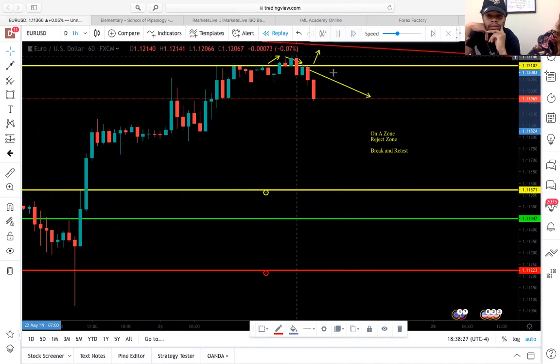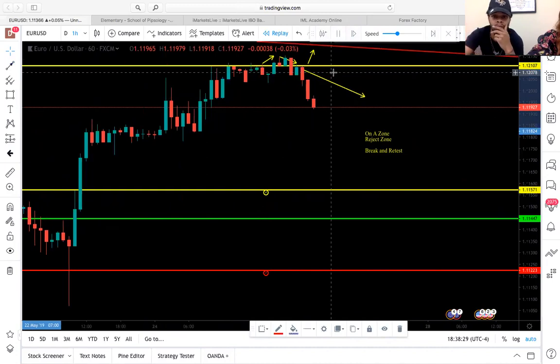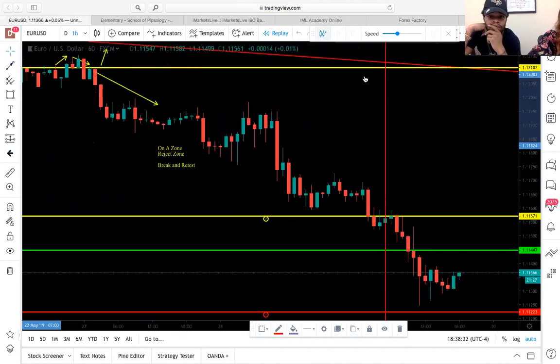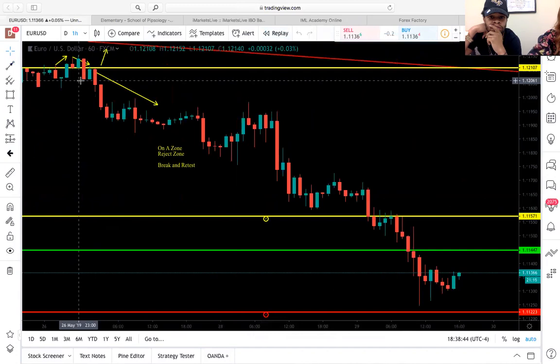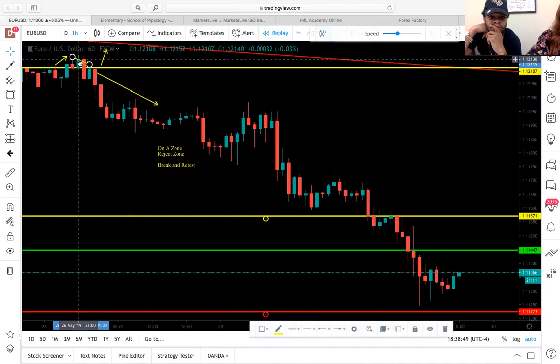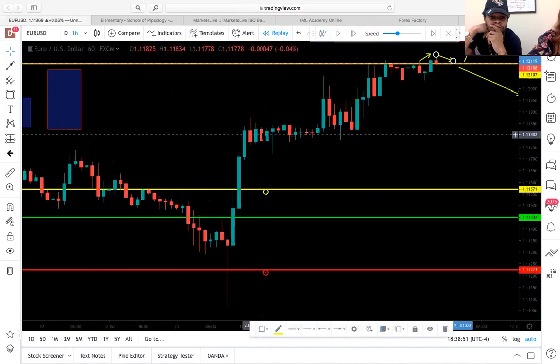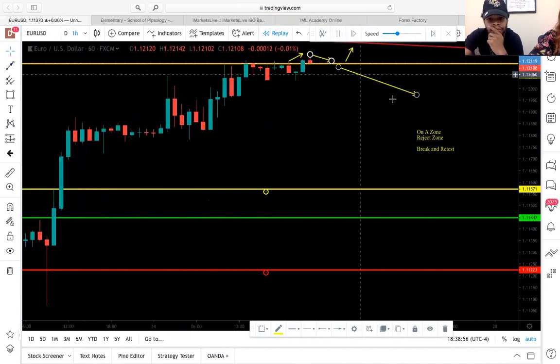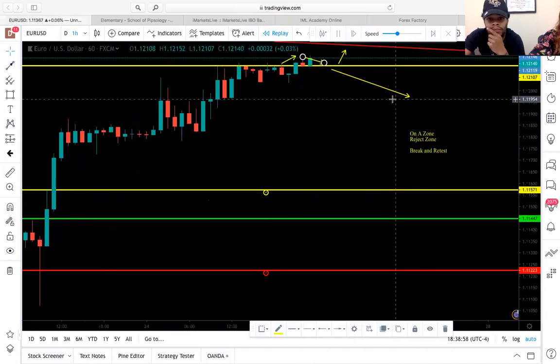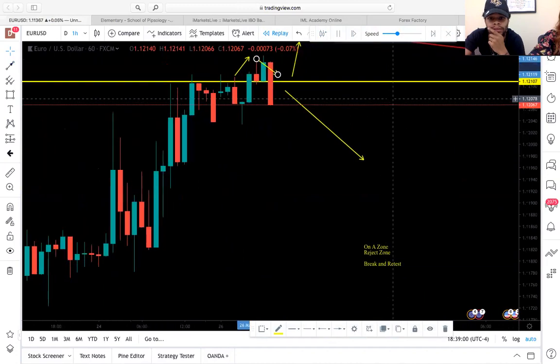What happened, that was too fast. One second, y'all, let's rewind it again. Let's see our bearish engulfing form. Be patient. Slow it down.